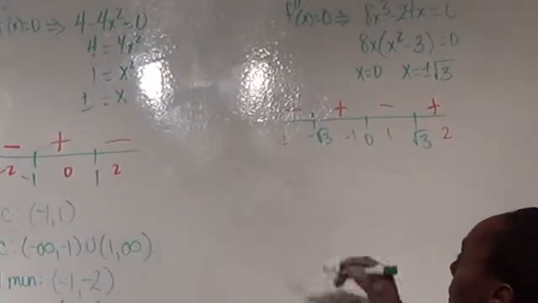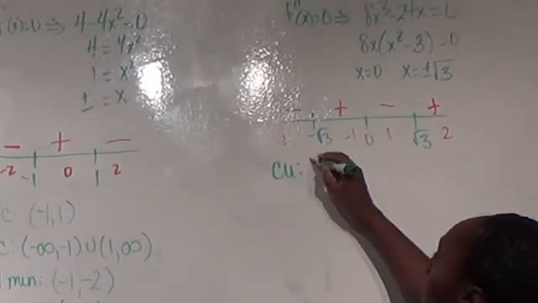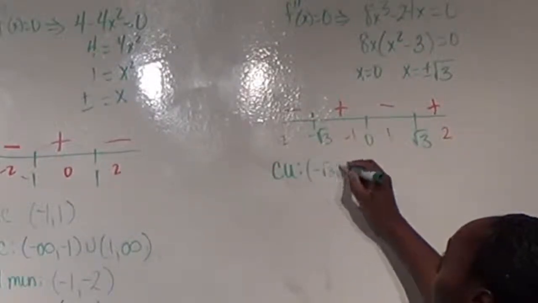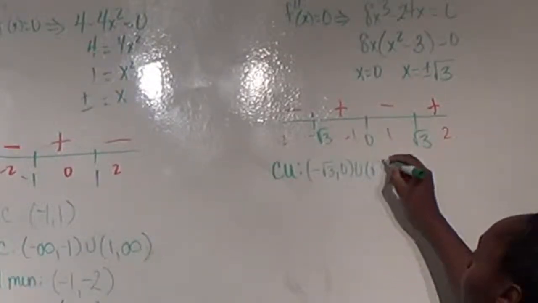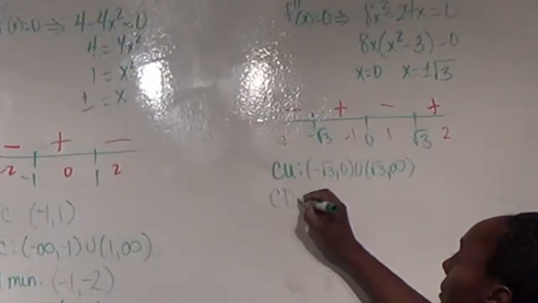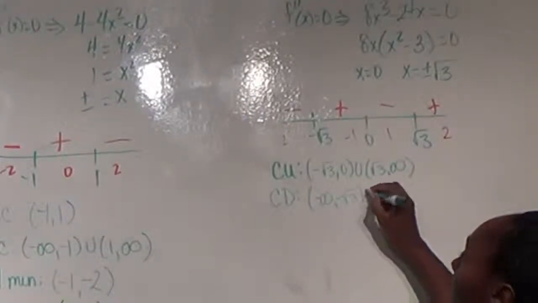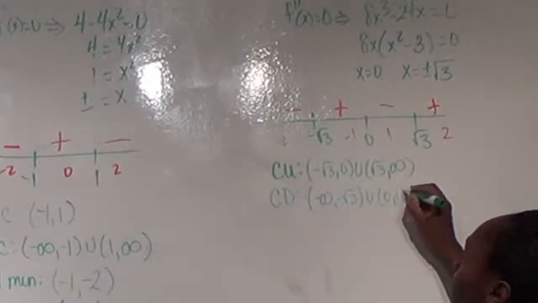Okay. So for my concavity, we can say this is concave up on the interval from -√3 to 0, union √3 to infinity. It's going to be concave down from -infinity to -√3, union 0 to √3.